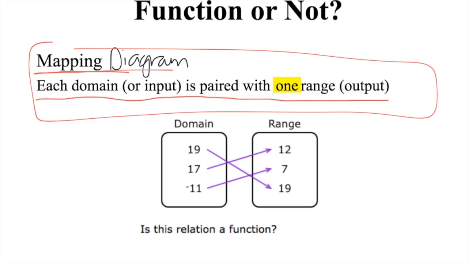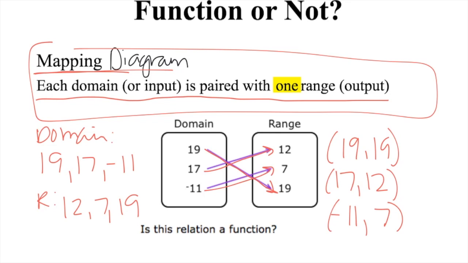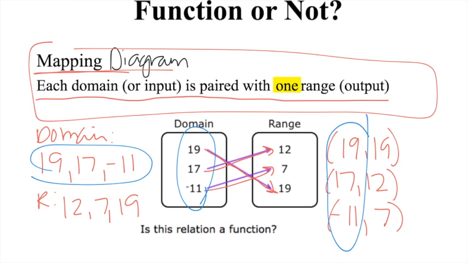What we're looking at here is, again, each domain pairs with one range. If you were to write these as ordered pairs, you would have 19 matches with 19, 17 matches with 12, and negative 11 matches with 7. If you were to write these out in a list, my domains would be 19, 17, negative 11. My ranges would be 12, 7, and 19. And what you want to look for is that there are no repeating domains. None of my domains repeat. They're all unique.